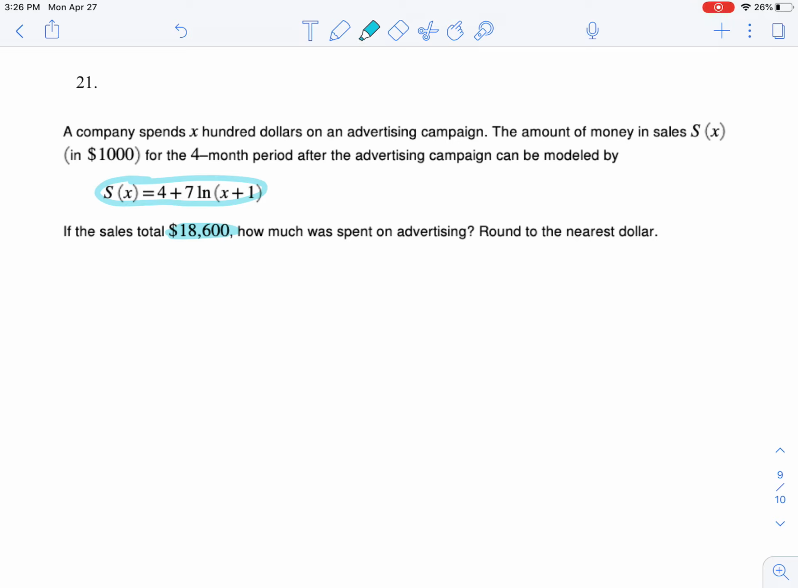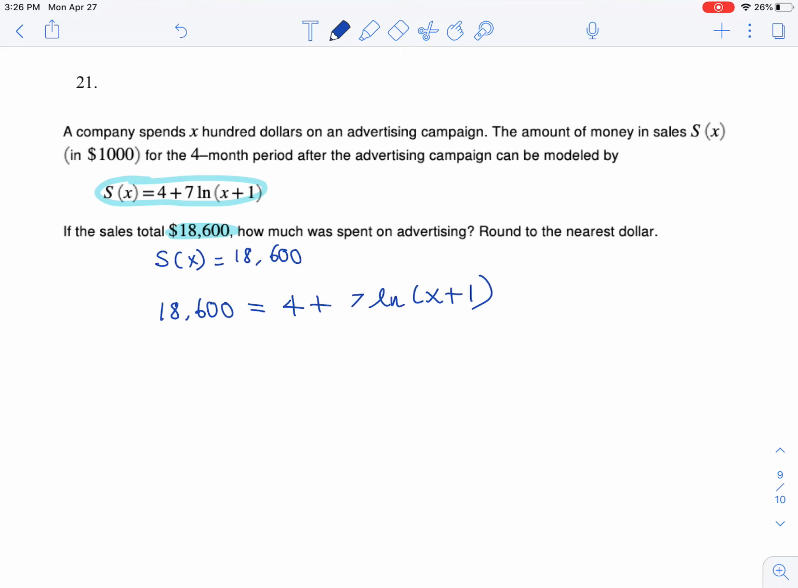So what did they just give us? They just gave us the total sales amount. So S of x equals 18,600. Let's plug in 18,600 on the left side of that equal sign. And what are we going to solve for? We're going to solve for x. And x stands for the hundreds of dollars on advertising campaigns. So how much money did they spend?